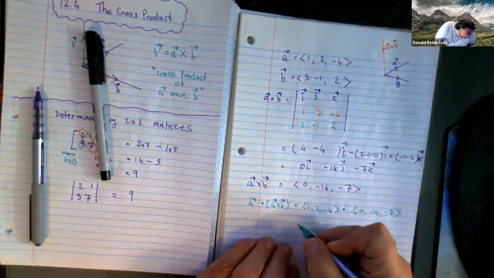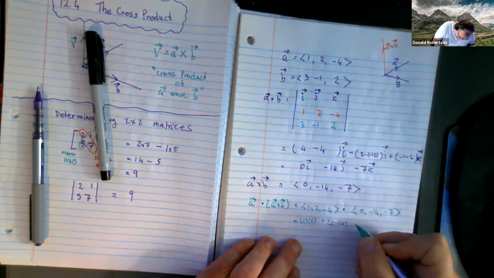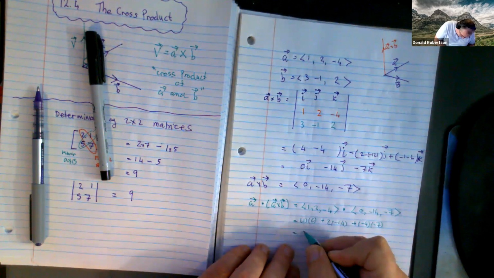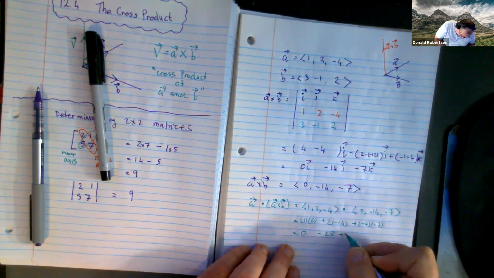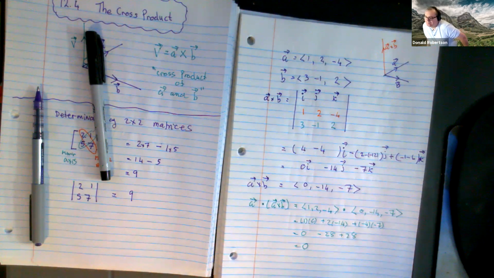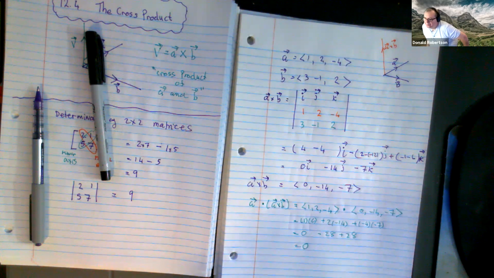So let's see what we get. 1 times nothing plus 2 times -14 plus -4 take away -7. And that's 0, -28 plus 28. Am I good or am I good? Did it not work? Can you trust me that B dot A cross B is also 0? Have I convinced you that this weird way of calculating it has generated a vector A cross B, right? A vector that's perpendicular to A and B.